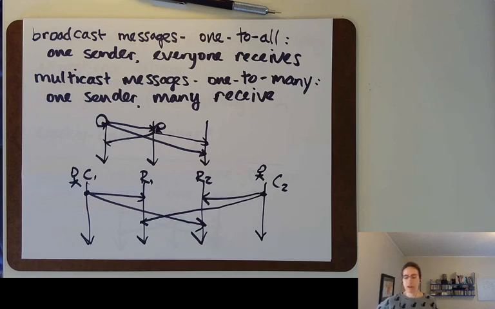So we aren't going to talk about how to implement unicast messages in this class. We are going to assume that there is a built-in primitive to begin with that lets you send a message from one sender to one receiver. But assuming that you had that built-in primitive for implementing unicast messages, how could you go about implementing broadcast and multicast? Any suggestions?